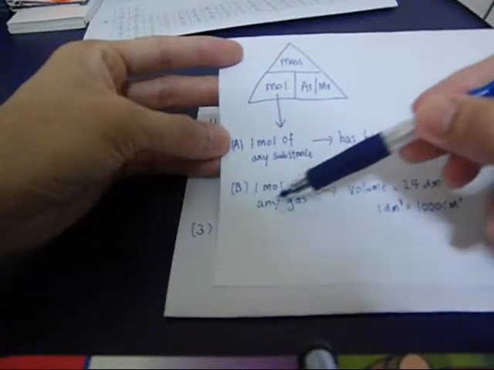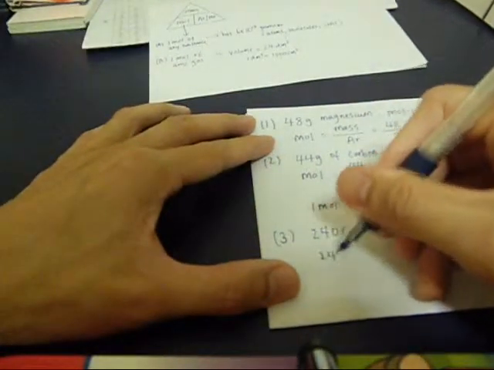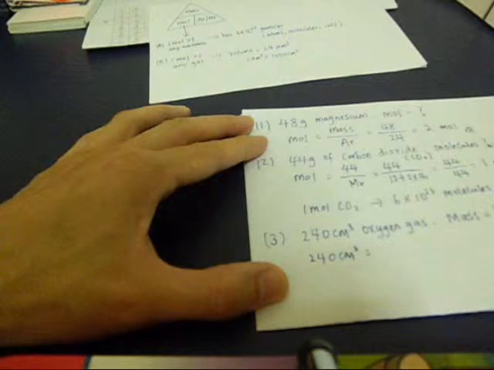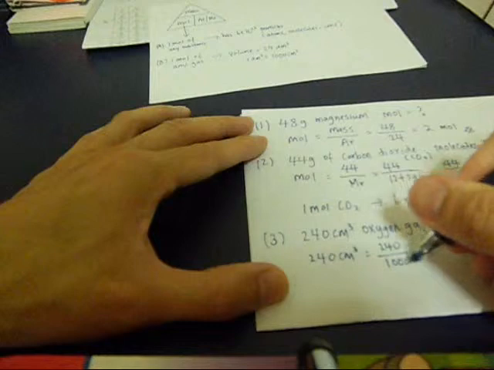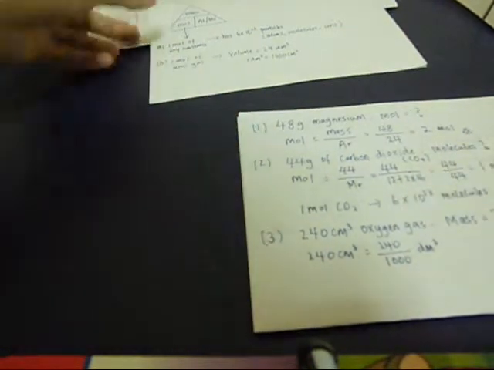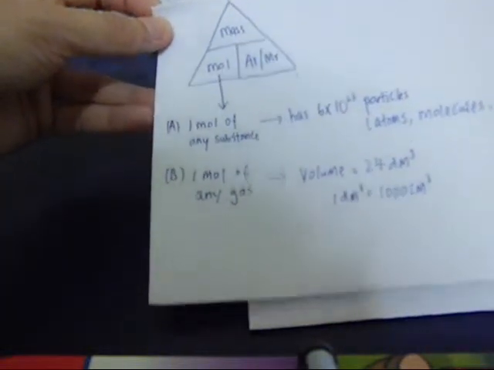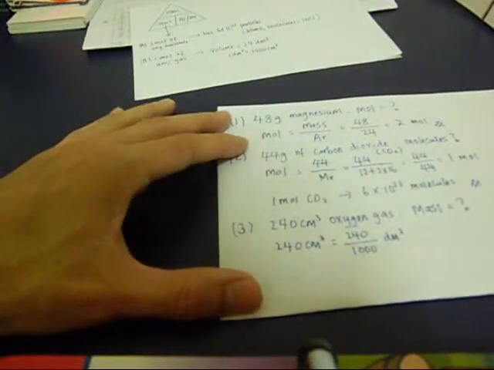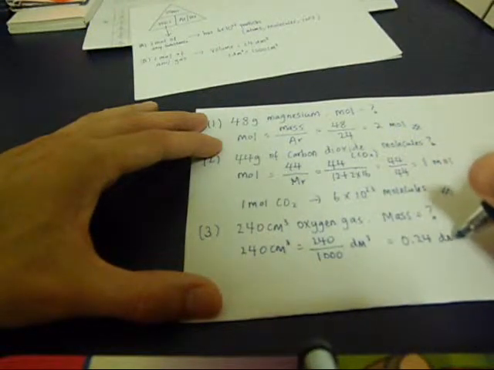You know already that 1 mole of any gas has a volume of 24 dm cube. Before that, you have to convert your volume in cm cube to dm cube. 240 cm cube is 240 divided by 1000 dm cube, because 1 dm cube is 1000 cm cube. That would give you 0.24 dm cube.